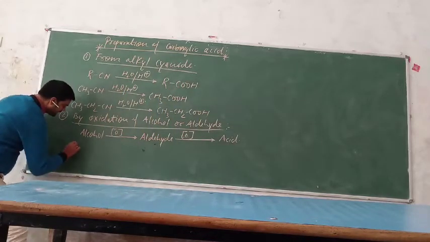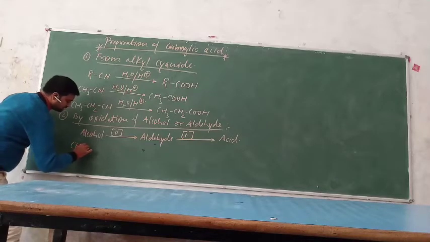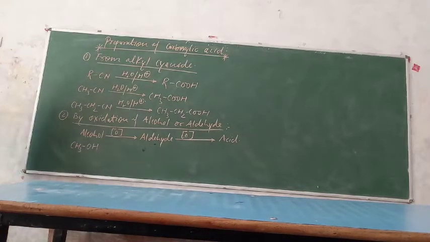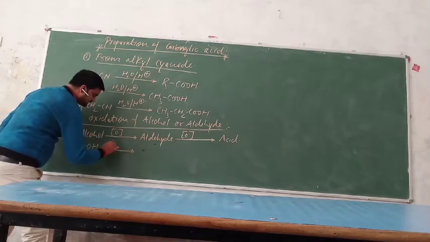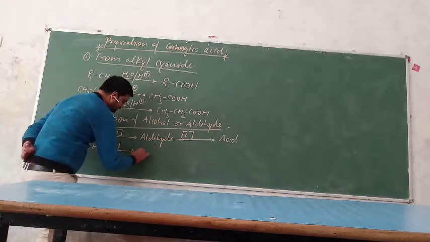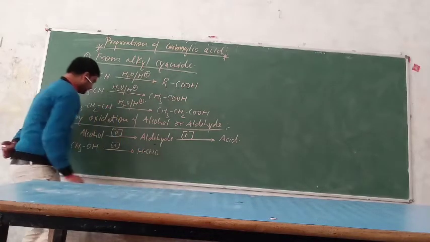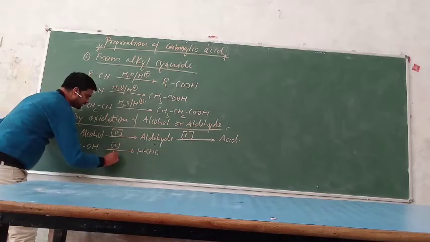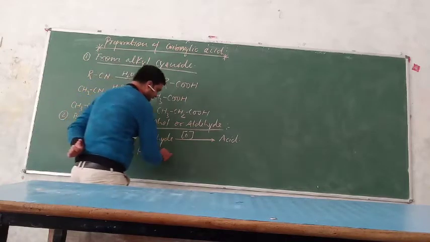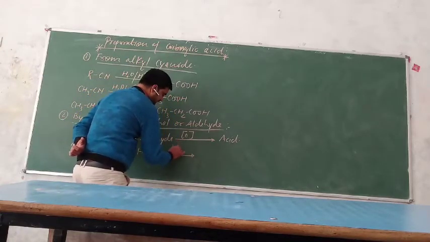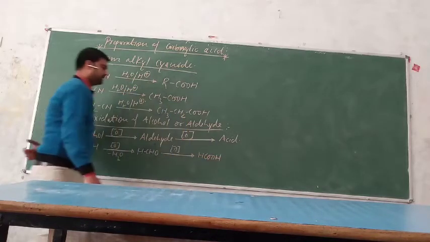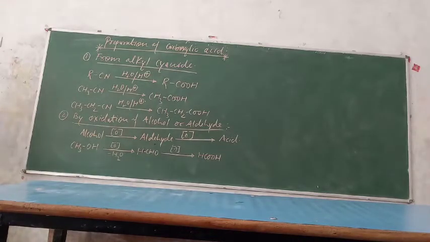Clear? Suppose the alcohol given to you is CH3OH, that is methanol or methyl alcohol, and when the oxidation of methyl alcohol is carried out, it will form formaldehyde. Clear? After the removal of the water molecule from here, it changes into formaldehyde, and when this aldehyde is oxidized, it will form formic acid or methanoic acid, HCOOH. Clear?